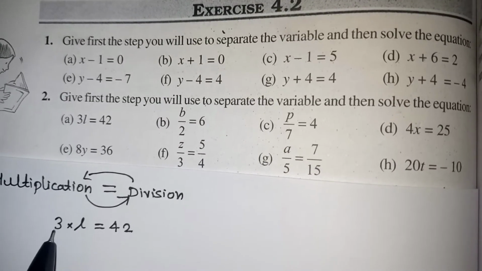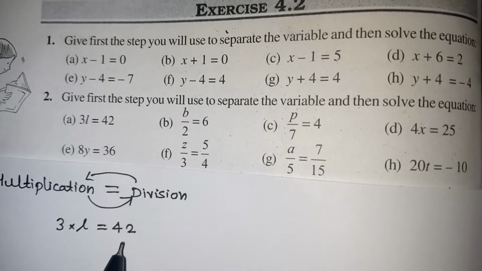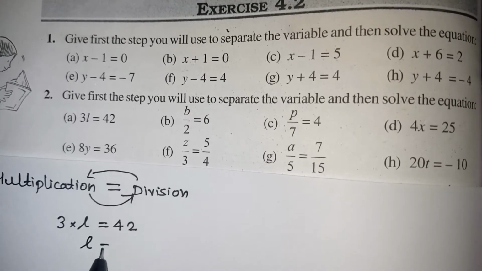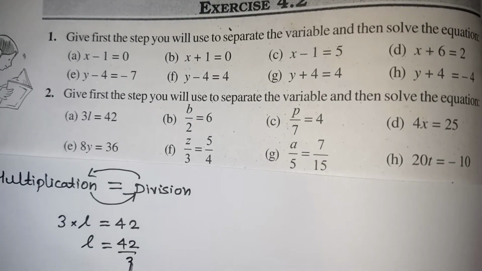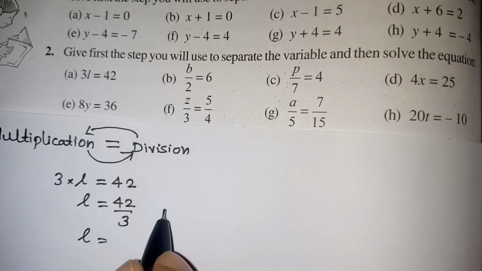So here we have a multiplication 3. The multiplication 3, we are going to take it to the other side. That will become a division now. So L is equal to 42 by 3. We can cancel these two. If you know the tables, you can cut it directly.